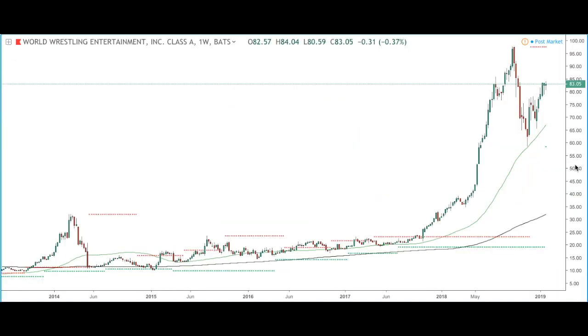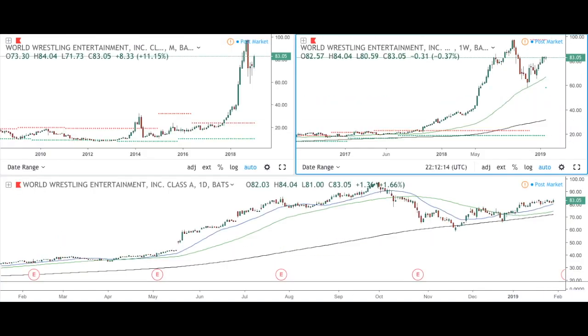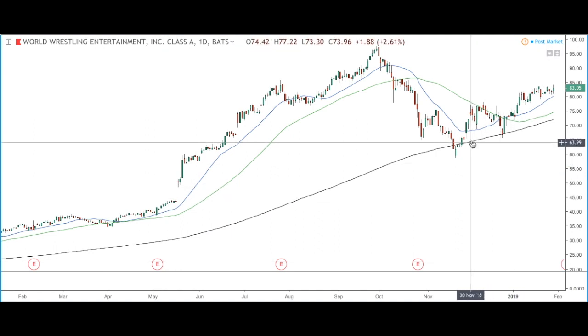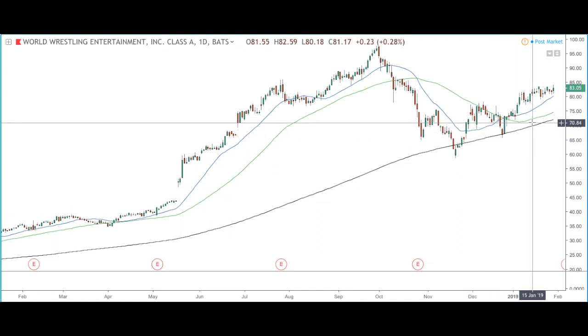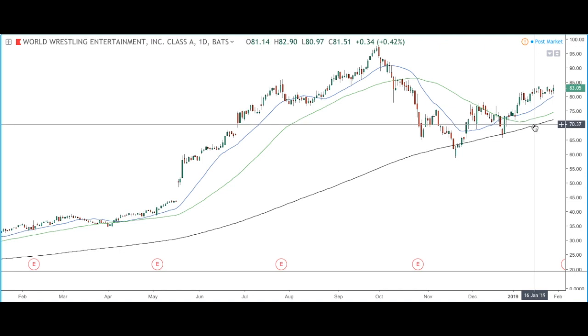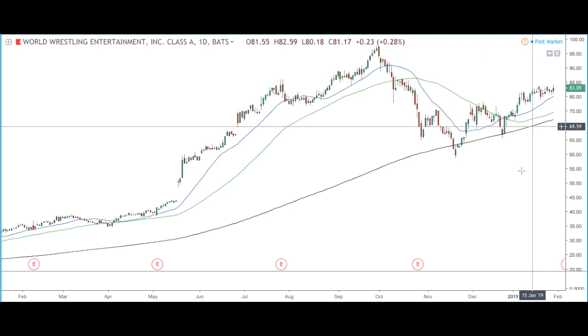Looking at the weekly time frame, we can see that price is trading above the 200 moving average and the 50 moving average. Price also found support at the 50 moving average on this stock as well, before continuing to the upside. Looking at the daily time frame, we can see that price is also trading above the 200 and 50 moving averages, giving us alignment and a bullish trend and bias on this stock.